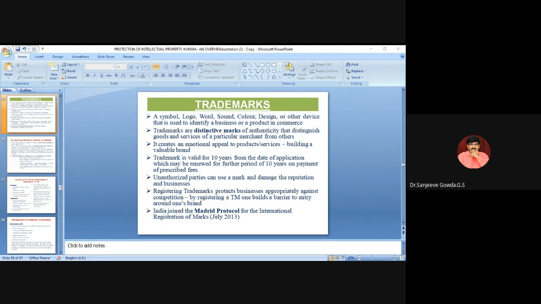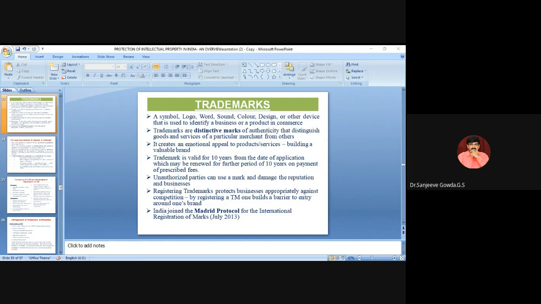destruction of the goods bearing the infringing mark, and the cost of the legal proceedings. In case of criminal proceedings, the court imposes certain punishments like imprisonment for a period not less than 6 months that may extend to 3 years, and a fine not less than 50,000 that may extend to 2 lakh. These are the remedies available for the infringement of the trademark.